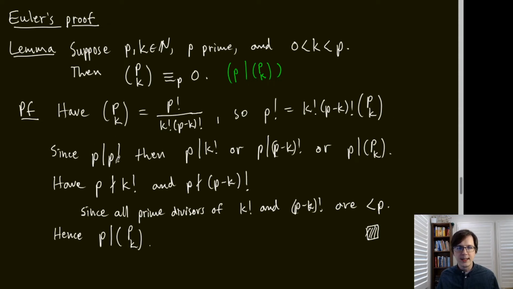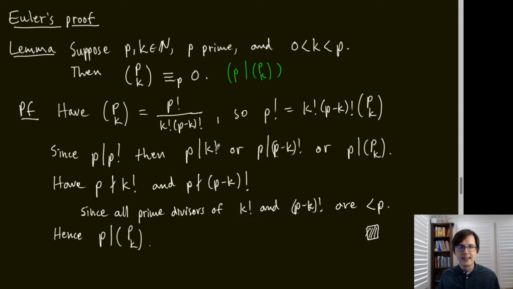One thing that we know is that p divides p factorial, because p factorial is 1 times 2 times 3 all the way up to p. So there's a p factor in there, so p divides it. Then, since p divides p factorial, it divides this product of three things. Because p is prime, by the primality property, whenever it divides a product, it has to divide at least one of the three.